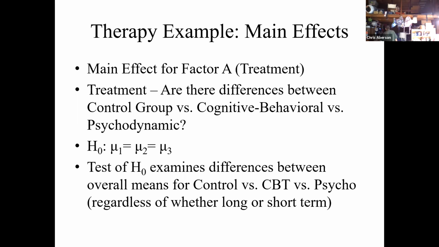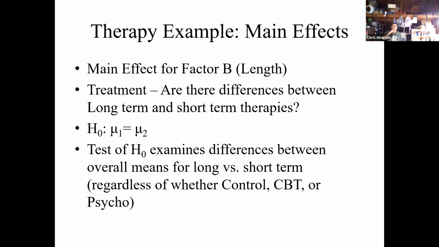That's just like what we did with a one-factor ANOVA. It's the same type of approach. Main effect for factor B, length of treatment. Are there differences between long and short-term therapies? Again, comparing those two therapy means, again, this could be better noted as mu B1, mu B2. And here we're testing differences between the overall means between long-term and short-term, regardless of the type of therapy that it was. So these are ignoring those other factors.